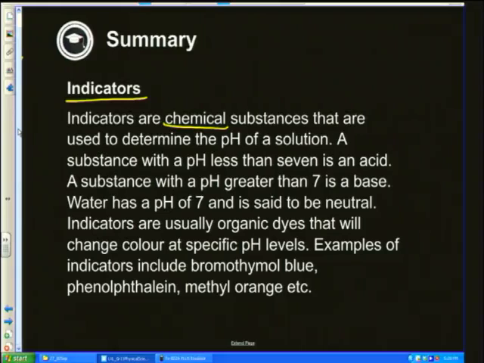So they are chemical substances that are used to determine the pH of a solution. A substance with a pH less than 7 is called, or it will be, an acid.